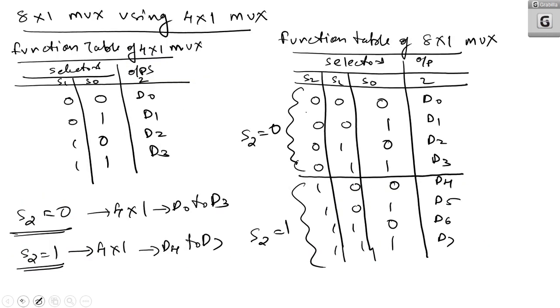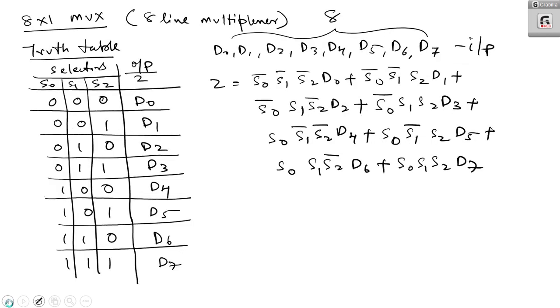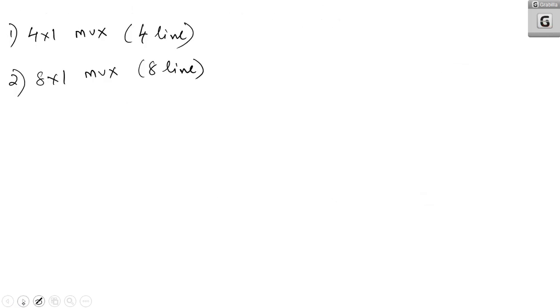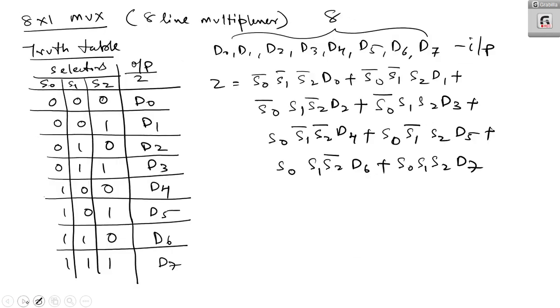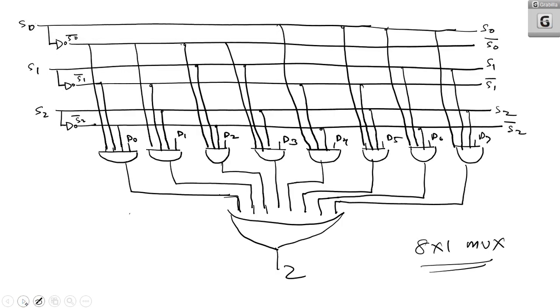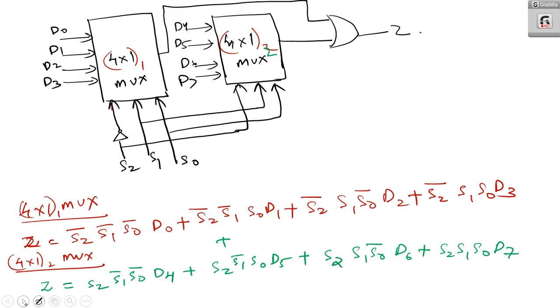Okay, so that is all with this lecture. In this lecture, we have started with what is a 4x1 mux, realized a 4x1 mux, then after that an 8x1 mux, and then we have realized an 8x1 multiplexer using 4x1 multiplexers. In the next lecture we will have the 16x1 multiplexer and how to realize it using 8x1 multiplexers, etc.